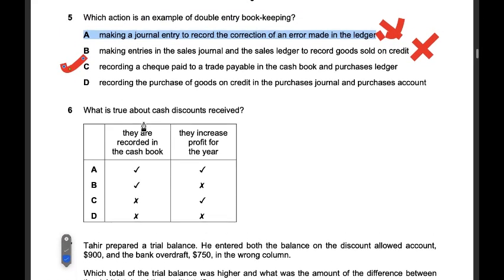Then there is option D, recording the purchase of goods on credit, purchases journal and purchases account. You're only recording the purchases, not the supplier. Hence, this is also the wrong option, making option C our correct answer.